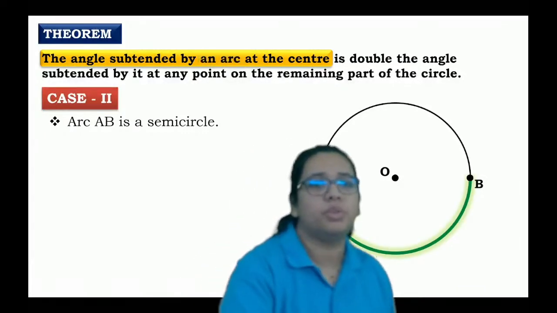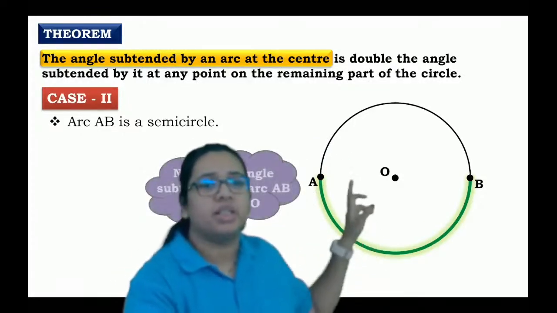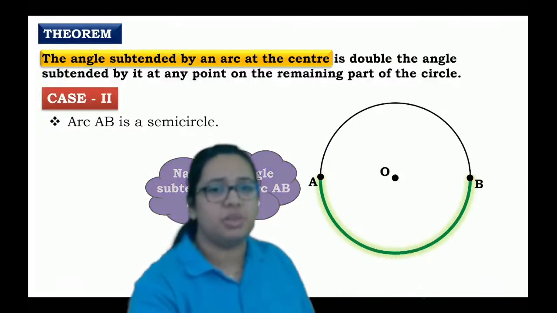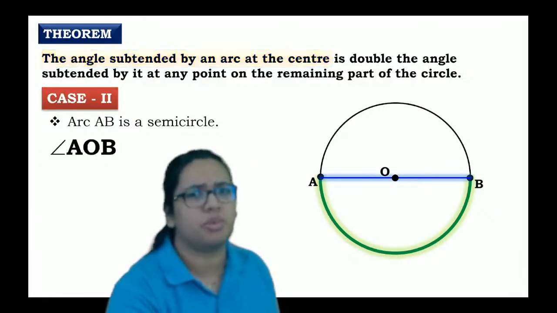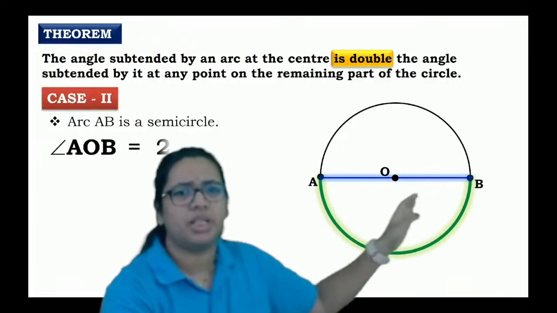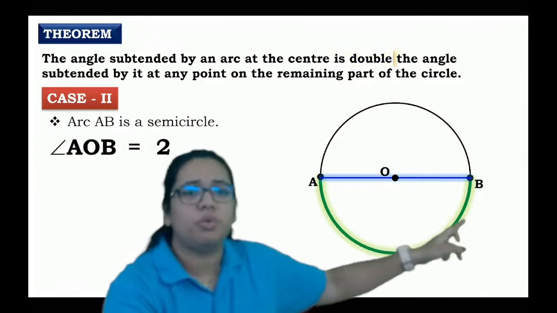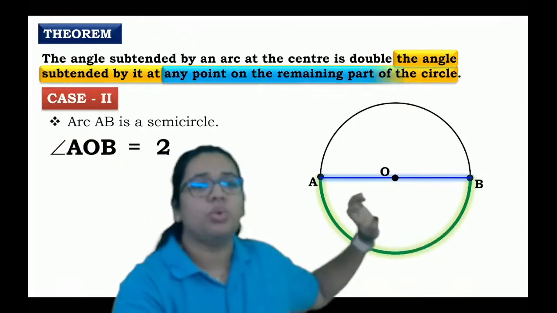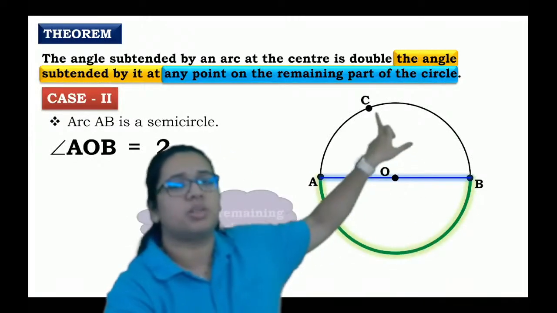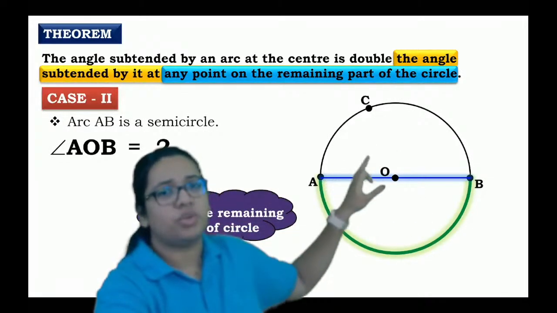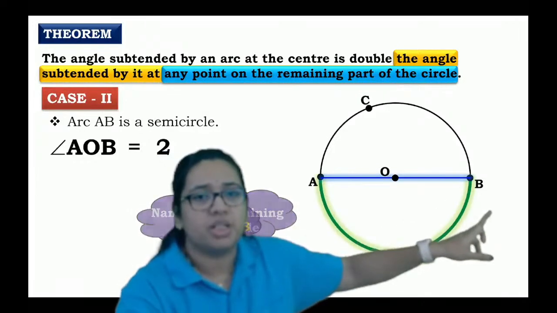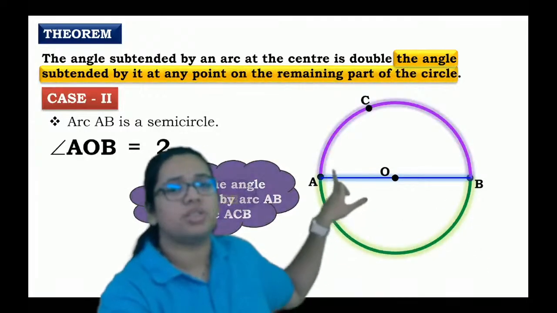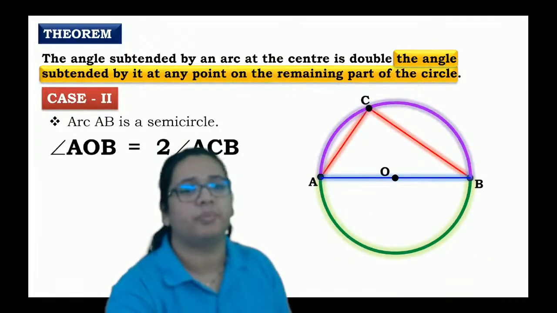Okay. Suppose we check for the second case. Arc AB is a semicircle. If arc AB is a semicircle, obviously AB will be a diameter. Then AOB is equal to twice of... We'll just put another point C here. So we can say that AOB equals twice of ACB.